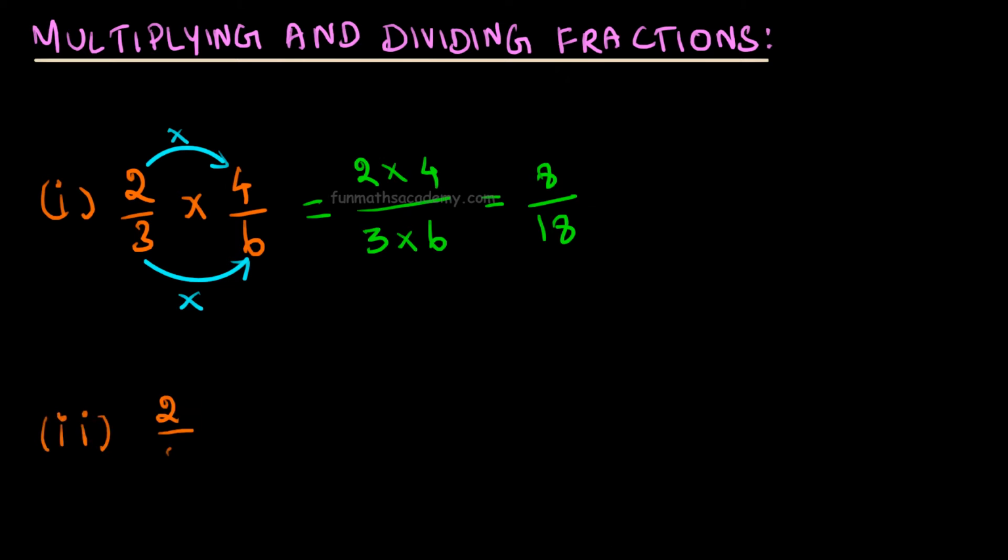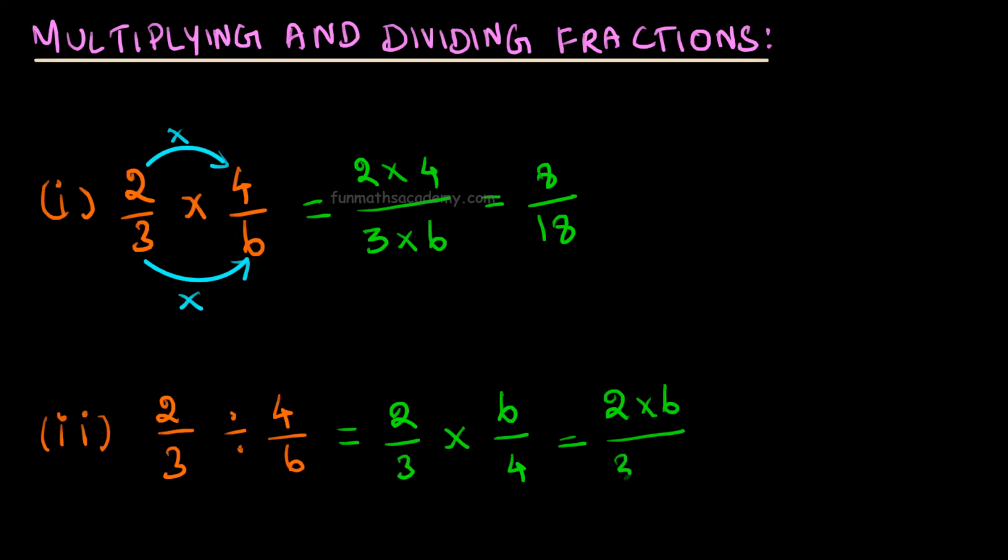On the other hand, suppose we have to divide 2 upon 3 by 4 upon 6. Then we will convert the division into multiplication by writing the reciprocal of the second number. That is, we get 2 times 6 upon 3 times 4. 2 times 6 being 12 and 3 times 4 being 12, we get 12 upon 12.